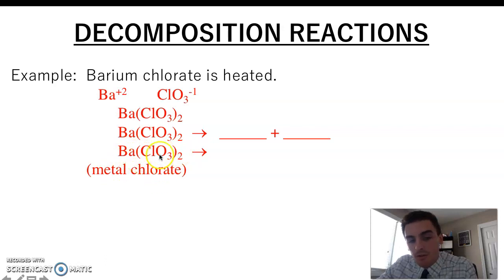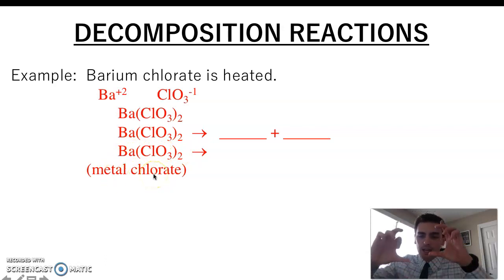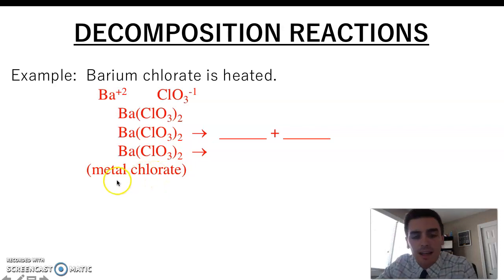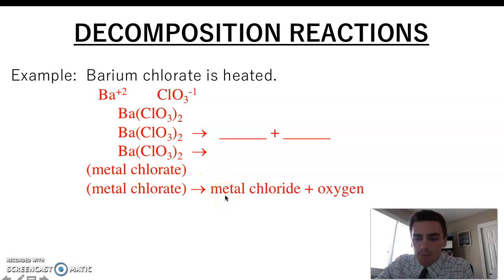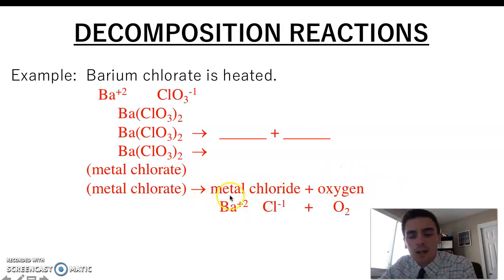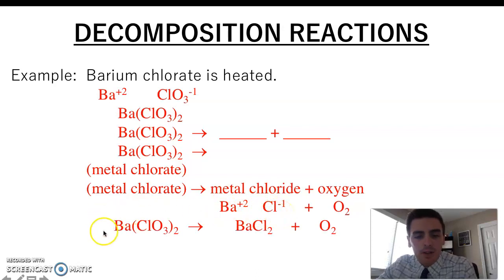Barium is a metal, that's chlorate. So if you go look on your reactions help sheet at the decomposition box, it will tell you that anytime you decompose a metal chlorate, what it will break down into is a metal chloride plus oxygen. So now we just have to be problem solvers. What's our metal here? It's barium. Chloride is just chlorine, and that's part of a compound, so it's -1, and then we'll have oxygen by itself here. So my new product will be barium with chloride, and if I go write all that out, here's what barium chlorate will decompose into.